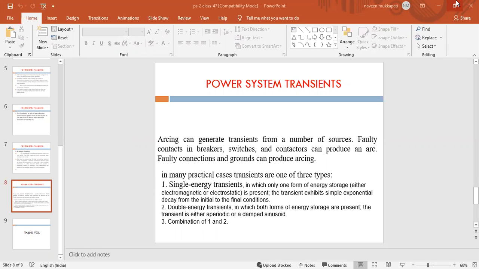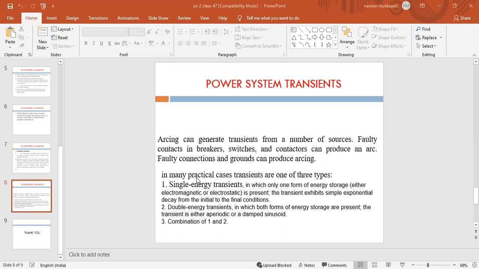Okay, the single energy transients are developed in the RL and RC circuits, and double energy transients are developed in the RLC circuits. Next, the last one is the combination of single energy transients and double energy transients. In double energy transients, both forms of energy storages are present. Double means both forms of energy storages are present.